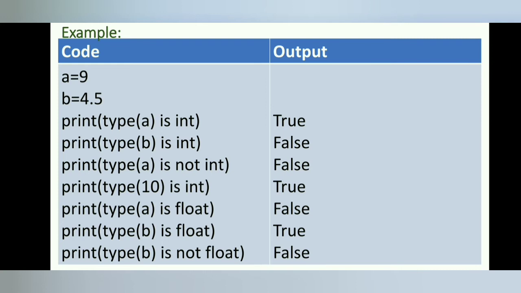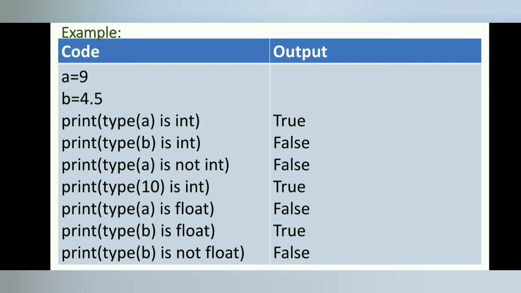Let us analyze this code. The is identity operator returns true if either side of the operator belongs to the same data type. That is, both the operands are of the same data type. It is false otherwise. The is not identity operator returns true if either side of the operator belongs to a different data type. That is, both the operands are of different data types. It is false otherwise. Here we have used the type function along with the identity operators.